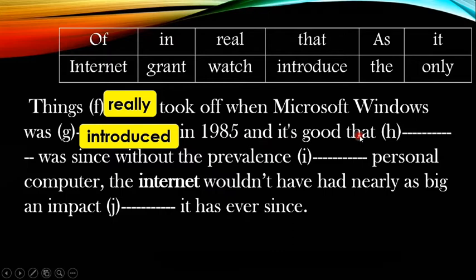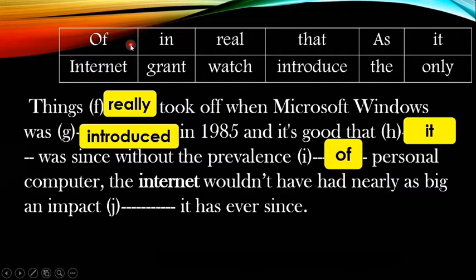And it is good that ___ was, since without the prevalence ___ personal computer. And it is good that what was, since without? Here it means the access of internet. Was, since without the prevalence ___ personal computer. Prevalence of what? Prevalence of. Here we needed one preposition, and we have taken it from the first box of personal computer. The internet wouldn't have had nearly as big an impact ___ it has ever since.